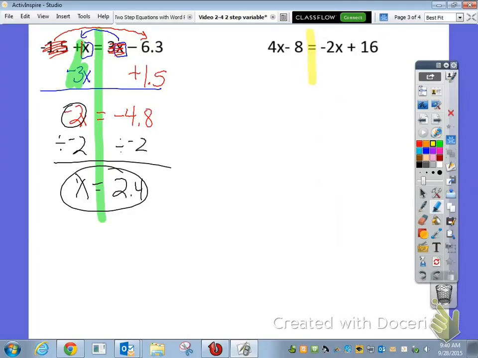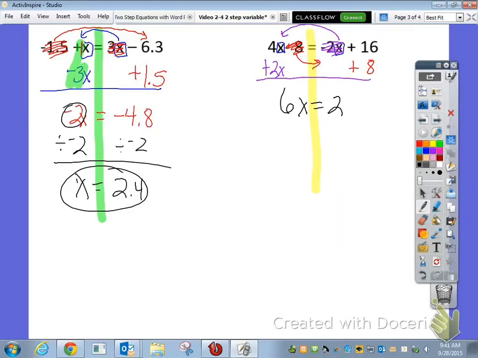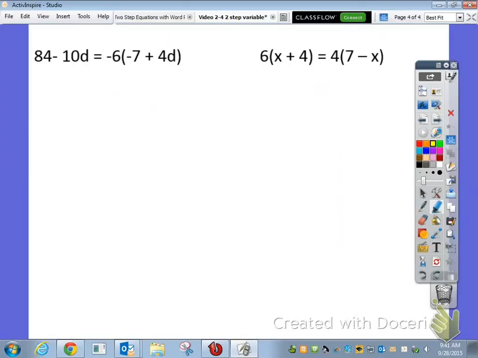Draw your dotted line, box your variable, okay. Move the x over. The opposite of a negative is a positive 2x, and he's gone. Move the negative 8 over. Opposite of a negative 8 is a positive 8, so he's gone. So now you combine like terms, so 6x equals 24. The opposite of multiplying is to divide, so you divide by 6, so x equals 4. Draw your line.